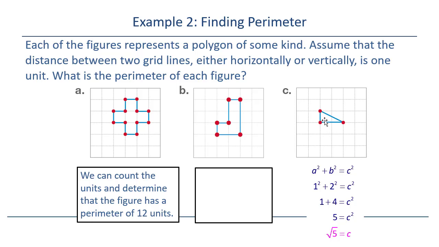Now this one's a little trickier because we got 1, 2, 3, but then how do we do this one? Well, we got to use the Pythagorean theorem. We got to remember the Pythagorean theorem is the square of the side plus the square of the other side equals the square of the hypotenuse. Well, we see this is a length of 1, length of 2, so we square each of those, get 1 and 4, we add them together, so c squared equals 5.